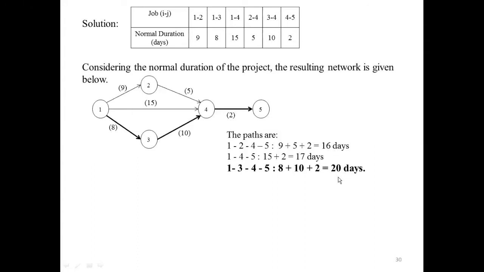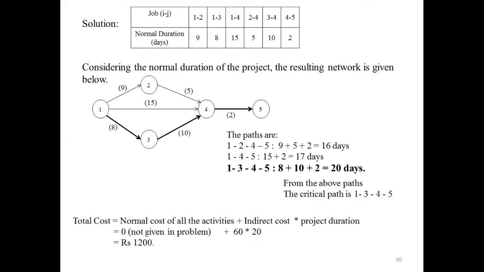Out of these three paths, the maximum duration is for the path 1, 3, 4, 5. You then represent it with a thick line or draw a double arrow mark, which indicates that the path 1, 3, 4, 5 is the critical path, because it has the longest duration.